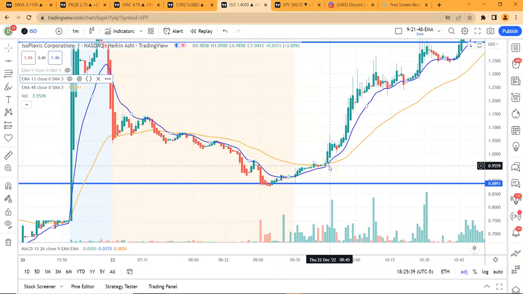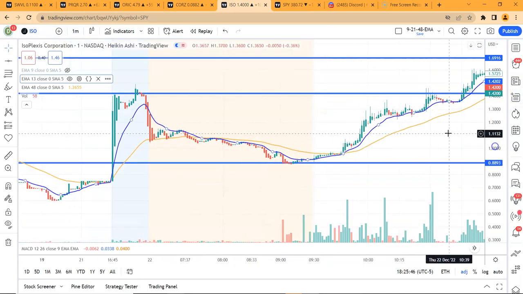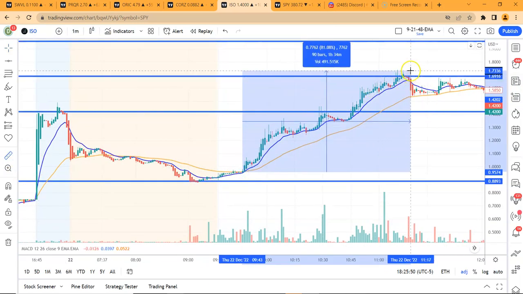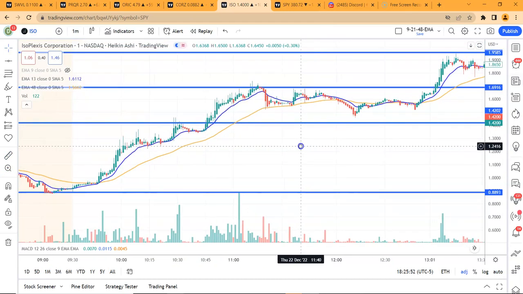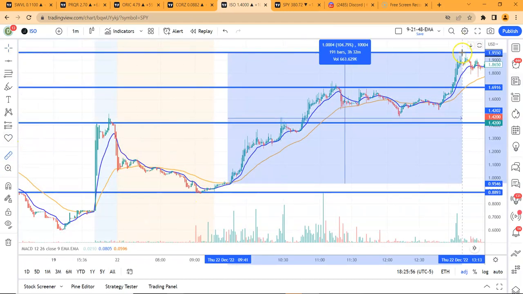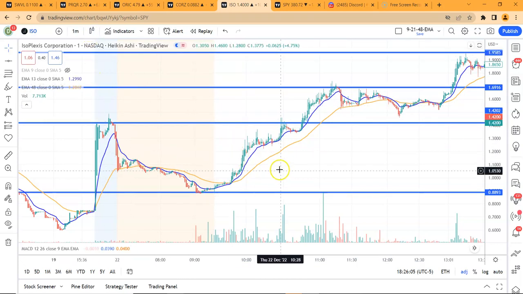Today I was using the 13 and 48 crossover, and if you remember ISO, I was talking about an entry around 0.96, and it did a nice move today. You can see from here it went almost 70-80% up, and by the end of the day it went all the way to 1.95, more than a 100% move. So whether you use 9 and 21 or 13 and 48 is up to you. The 13 and 48 on a 1 minute chart is also good.